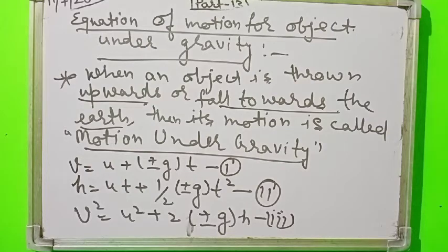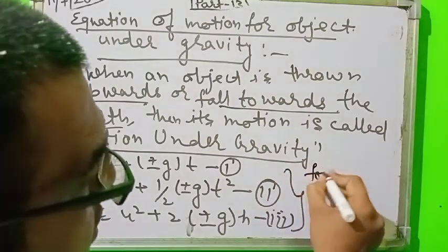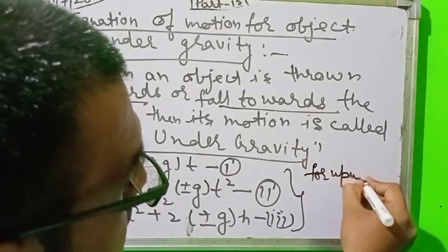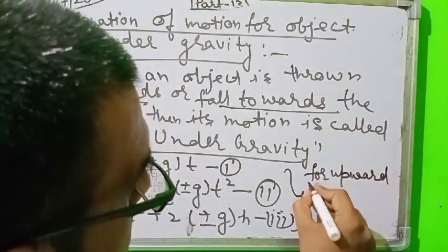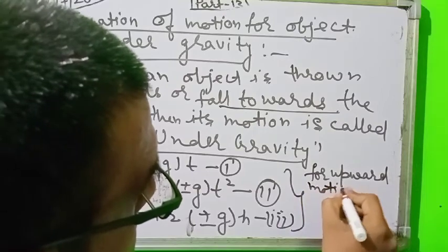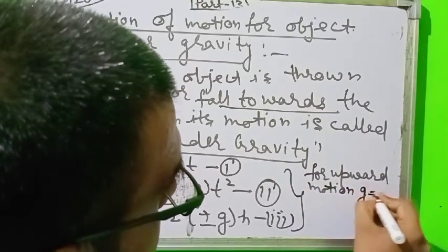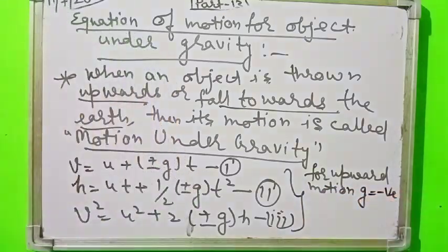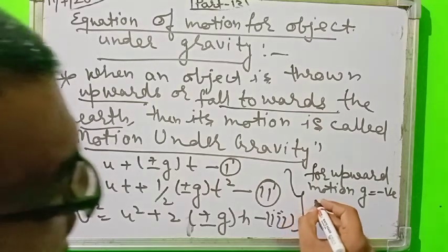And there is a sign convention that for upward motion, g is equal to negative. G is negative because the body is decelerating, so velocity and acceleration have opposite directions, so g is taken as negative.